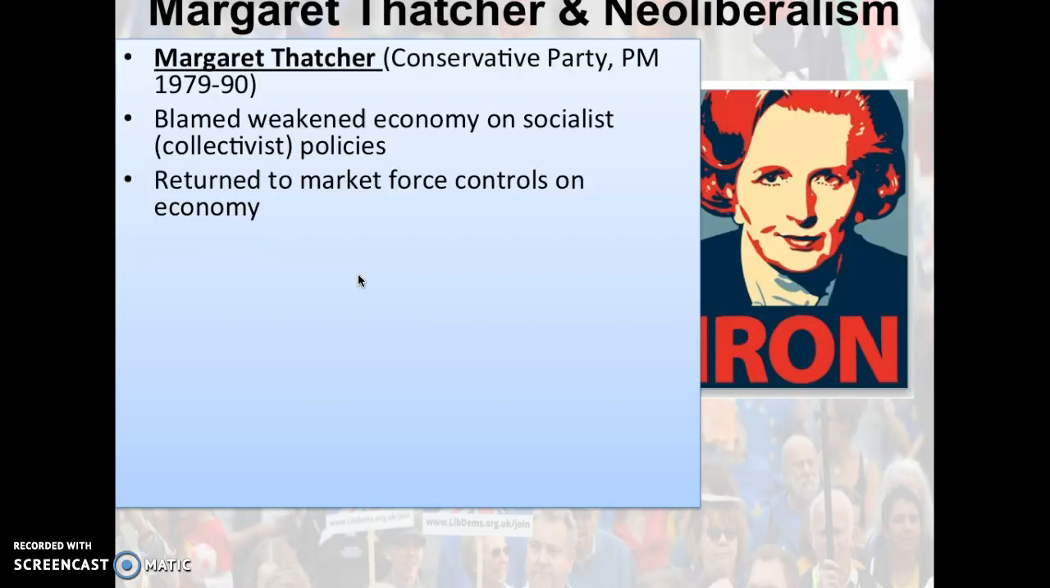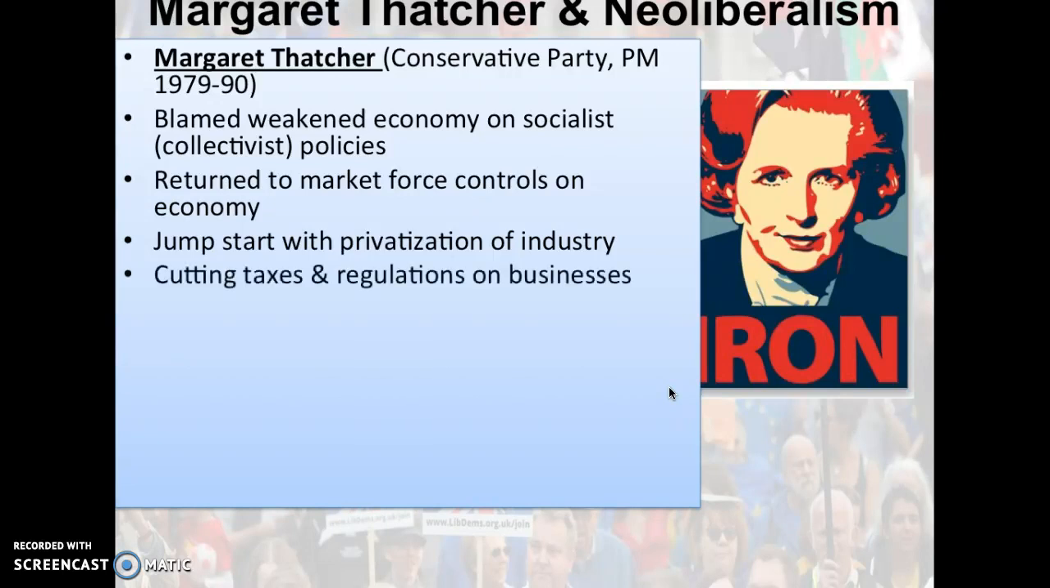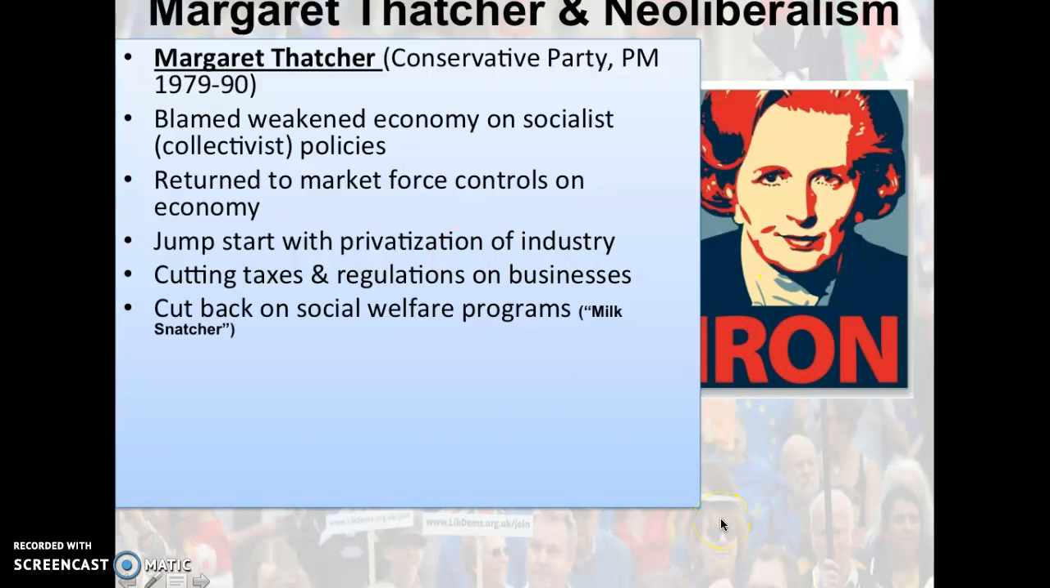Margaret Thatcher pushed economic policy to return to more free market forces. So you're going to see a privatization of more industries. You're going to see that price controls are going to be replaced by market economic policies. You're going to have cutting of taxes and deregulation on businesses so businesses can reinvest in growing their companies. You're going to have a cutback on social welfare programs, and this is where Margaret Thatcher got the nickname the Milk Snatcher, because she took away a very popular program that provided milk to all households with children in the UK.